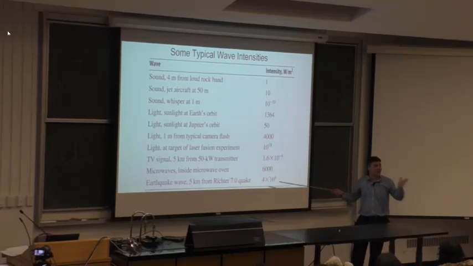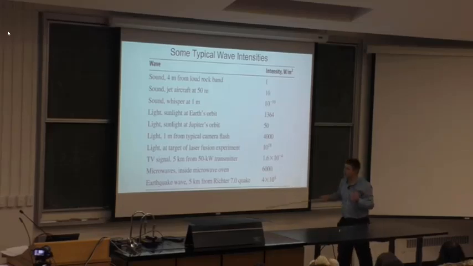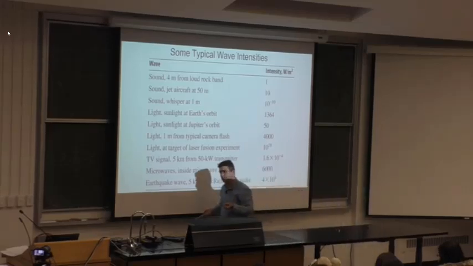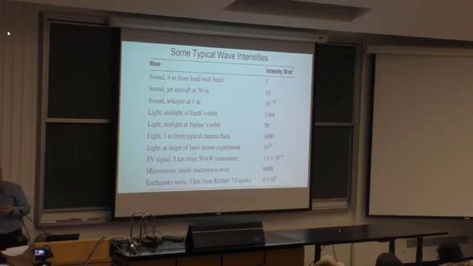Radio signals are again pretty small, in watts per meter squared. Inside your microwave oven, you've got electromagnetic waves going around, actually standing waves, and the intensity goes up to around 6,000 watts, so those can be absorbed by your food and heat it up pretty quickly. And earthquakes can have huge amounts of intensity as well.